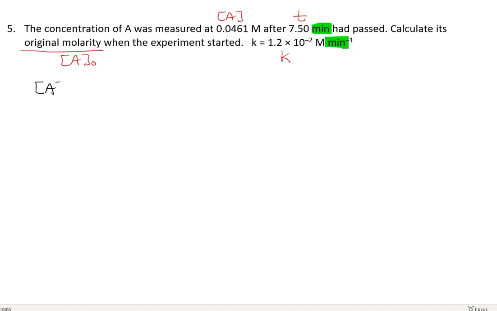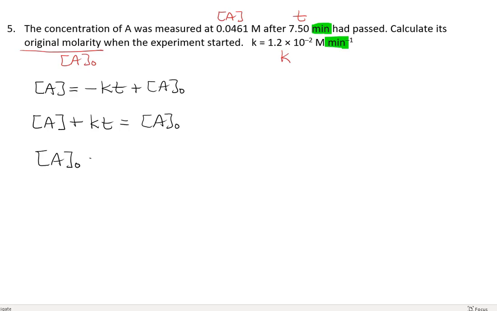So we'll write our original linear equation, A equals negative KT plus A naught. We're solving for A naught, so we need to move the KT term to the other side. Because it's a negative, we need to add KT to each side. So we have A plus KT equals A naught. So plugging the numbers in, we have A naught equals 0.0461 molar plus the KT term.